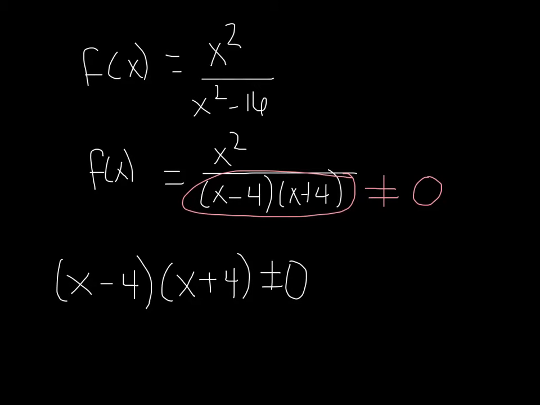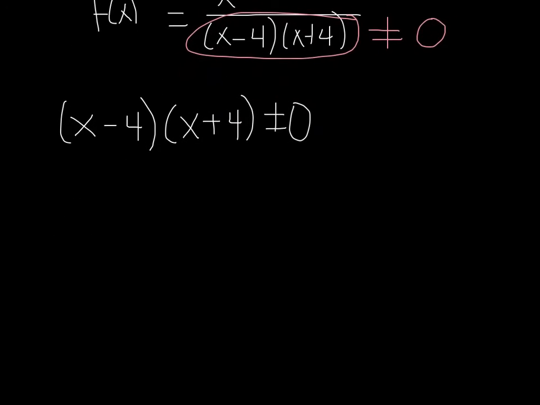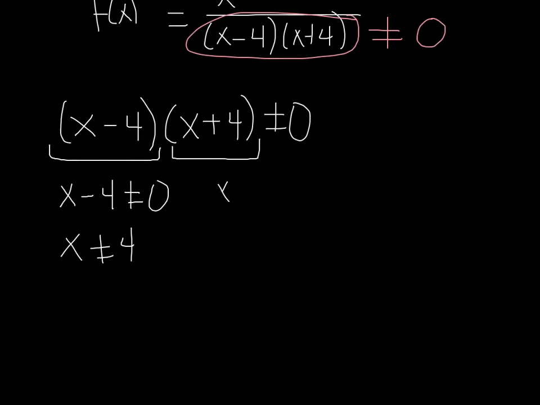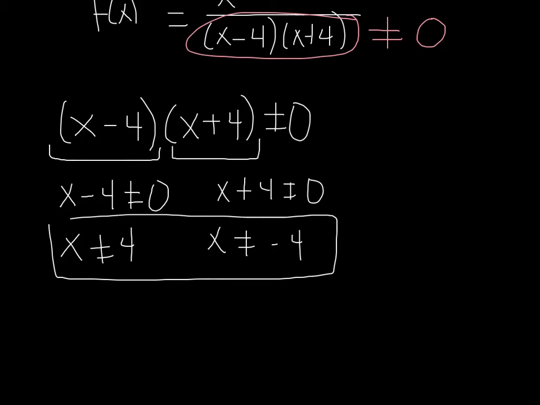Zero product property tells us if one factor or the other is 0, then the product will be 0. So if this factor is 0, the whole thing would be 0. So we're not allowed to have x minus 4 as 0. That means x cannot be 4. Or if this factor is 0, then the whole product would be 0. So the two values I'm not allowed to have in this domain are negative 4 and positive 4.